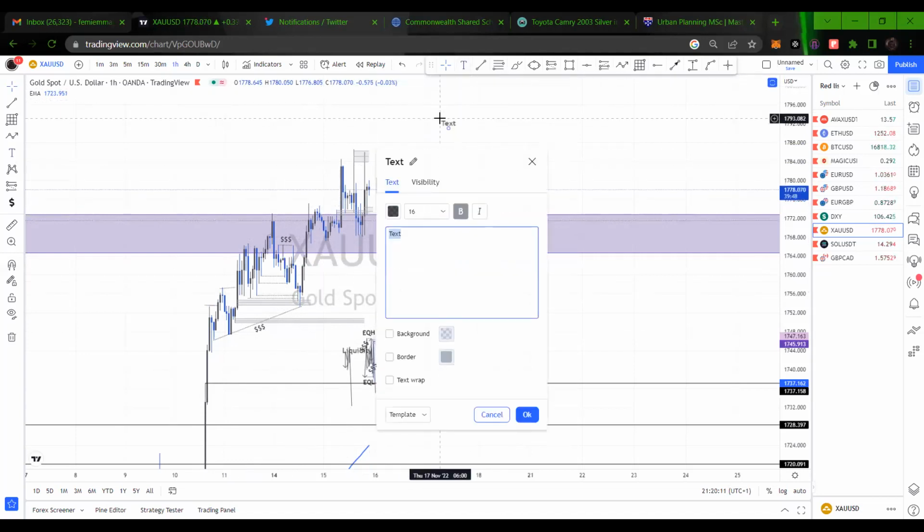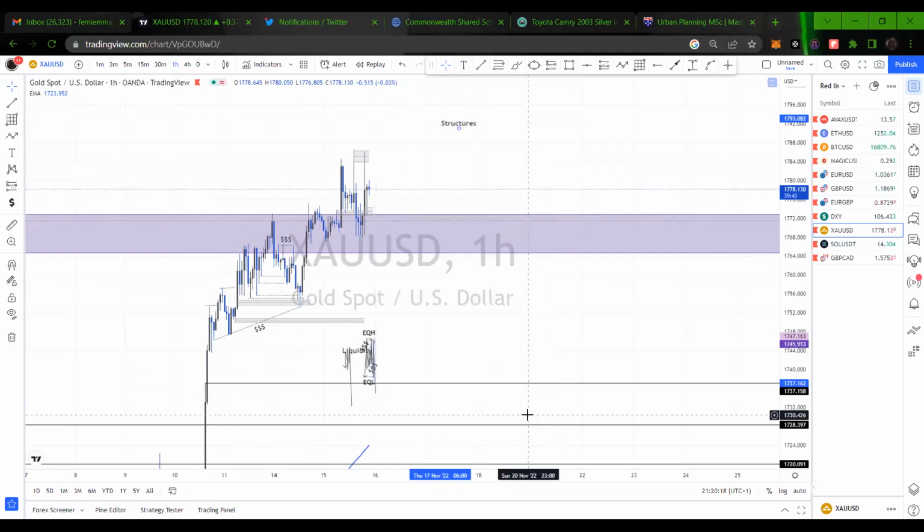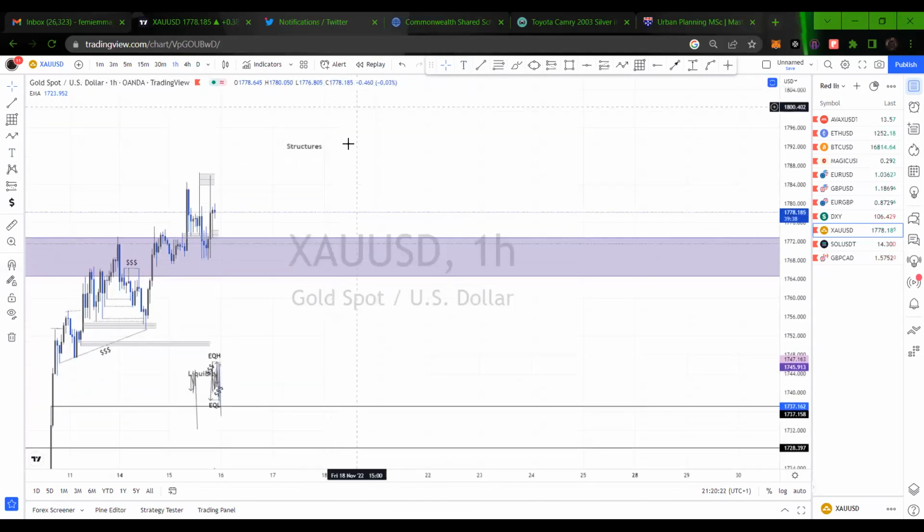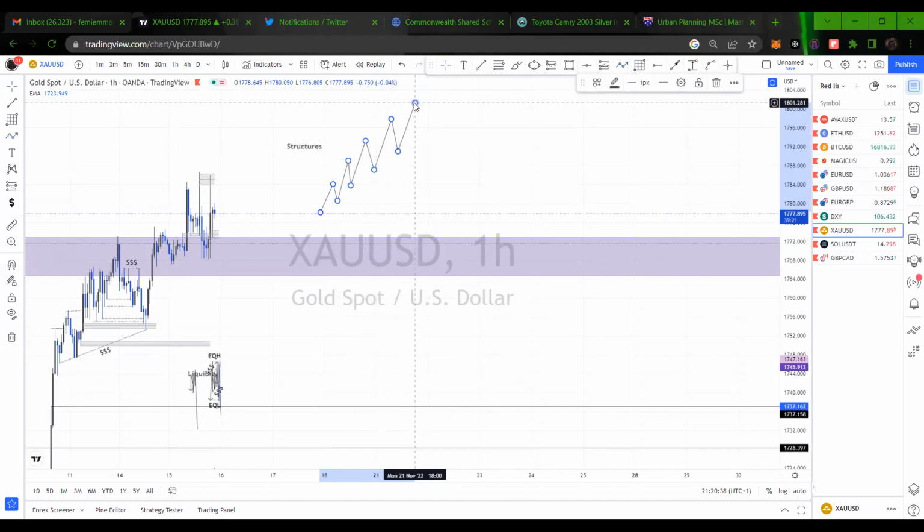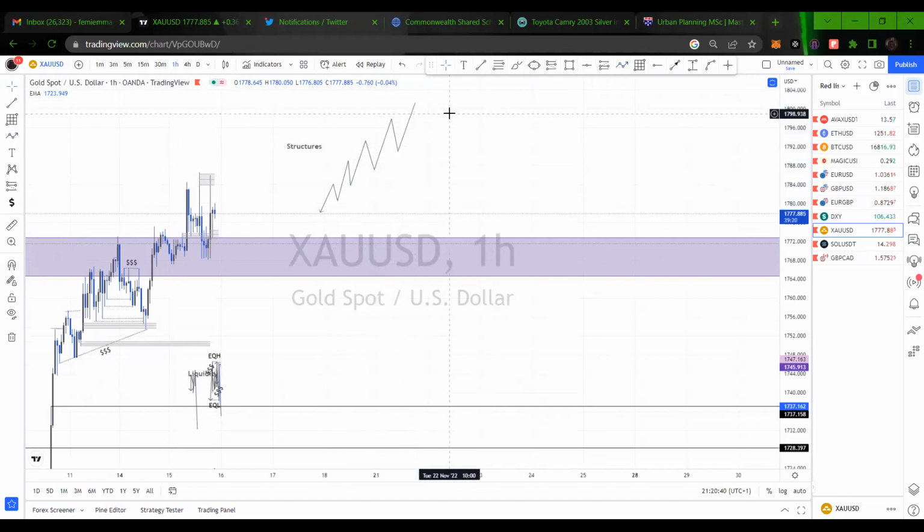So that brings us to our second point. Apart from liquidity, we also trade structures. Let me explain structures at the top of my screen here. When the market is on an uptrend, it's creating higher highs, higher lows, higher highs, higher lows, higher highs, higher lows. For example, we stop there.